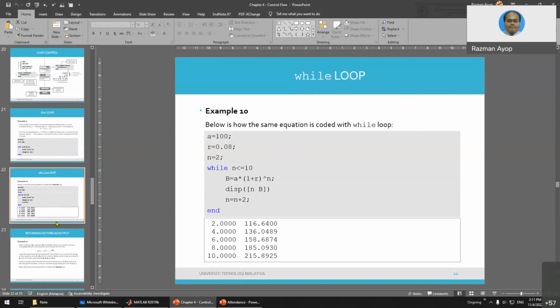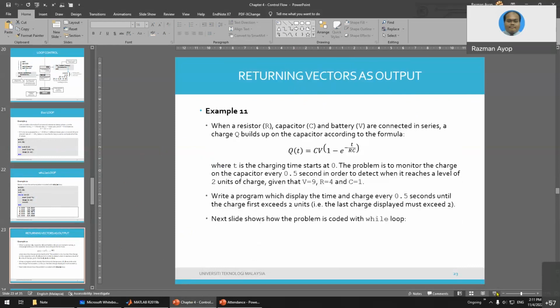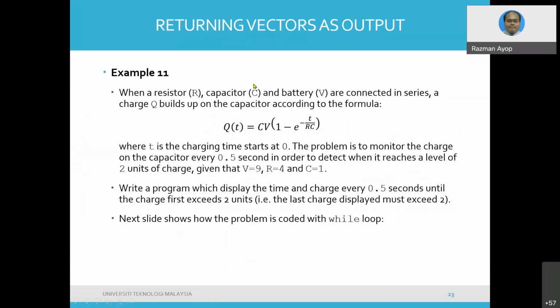Okay, so next, another example, example 11. So this is an electrical example. You don't need to understand much about it. What this says is, RC is the capacitor, V is the voltage, connected in series, Q is the charge build up. You no need to worry about this. You just need to know how to convert this inside MATLAB.